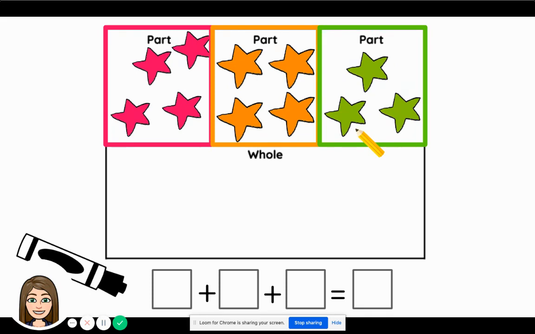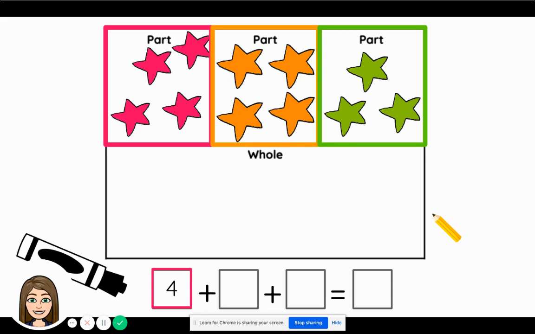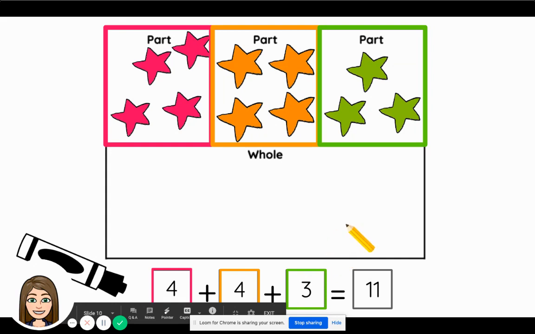Let's write an equation to represent our problem. I know that 11 is my whole because there are 11 stars in all. Now, let's look at each part. I know there are 3 parts, so I need to add 3 numbers. 4 pink stars plus 4 orange stars plus 3 green stars equals 11 stars. So 4 plus 4 plus 3 equals 11.